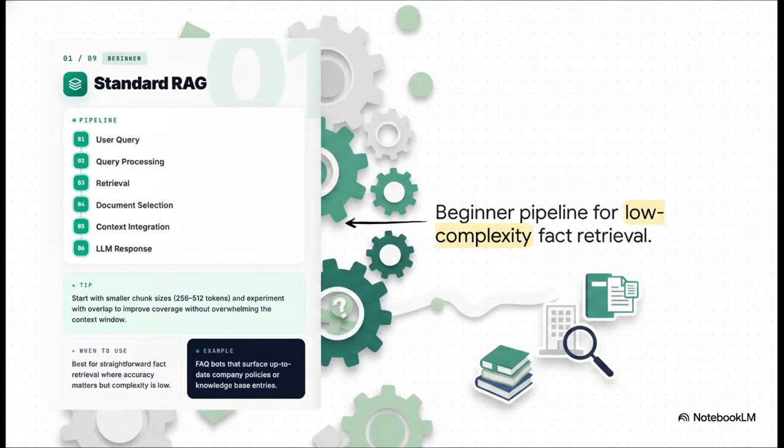Okay, so this right here is your classic standard RAG setup. The guiding principle here is low complexity. To put that into perspective, think about a really practical example, like an internal FAQ bot for a company. Its only job is to surface up-to-date company policies. Stuff like, what's the work from home policy, or how do I expense a flight? Now, obviously, accuracy matters, but the actual complexity of the reasoning required is super low. It's just straightforward A to B fact retrieval.